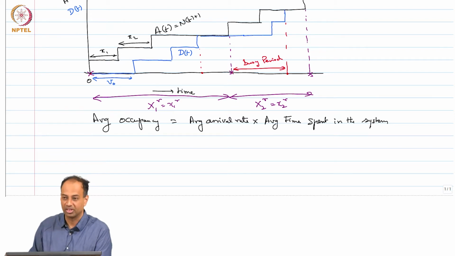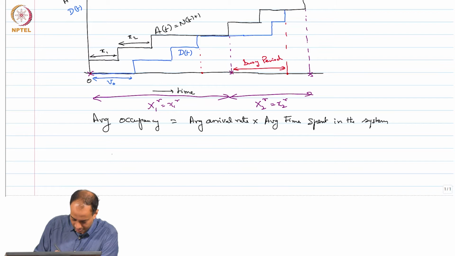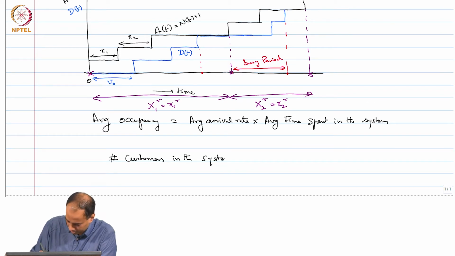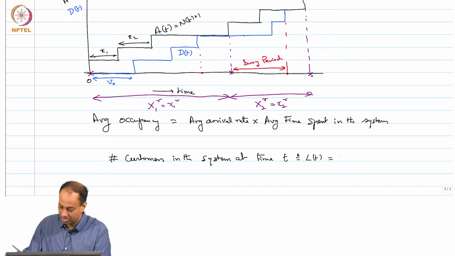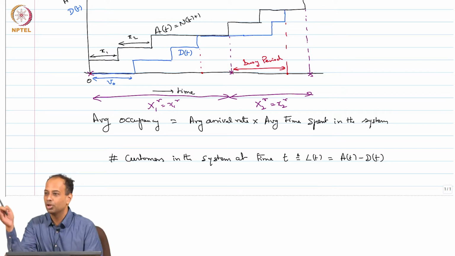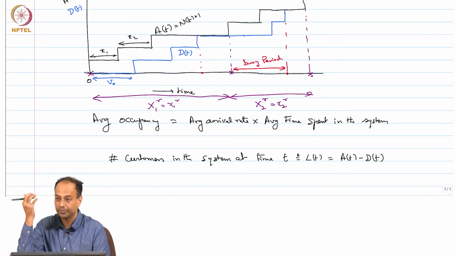Now, what is the average occupancy? So, at any given time t, the number of customers in the system at time t, let us say L of t, is equal to what in this picture? It is the total number of arrivals minus total number of departures at that time, right. Everybody who has come so far minus everybody who has left so far will be the number left in the system. This is some non-negative integer, this could be 0 or any integer, right. Is it clear?